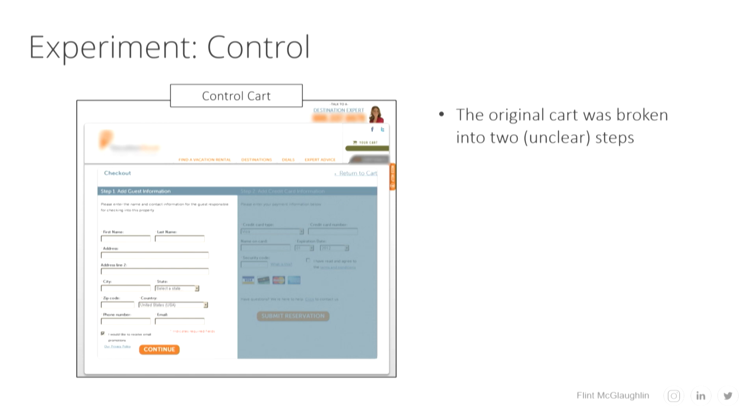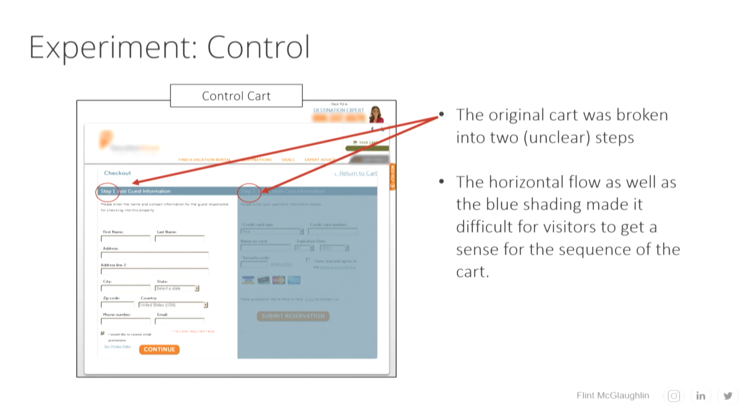So the original cart was broken into these 2 steps. There's the control, and you can see the 2 sides of the page. The horizontal flow, as well as the blue shading, made it difficult for visitors to get a sense of how the cart was operating, where they were, what was required of them.